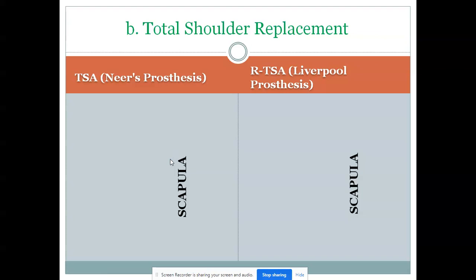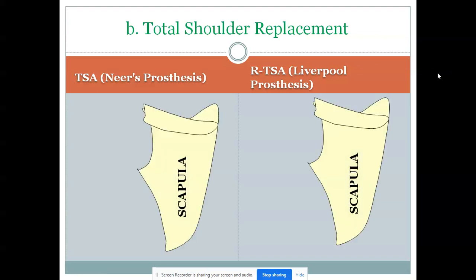Coming to types of TSA. Now, total shoulder replacement, both the articulating surfaces are replaced. That is your scapula as well as your humeral head. Let's look at what the types are. First one is TSA, that is total shoulder replacement, given by Neer, also known as Neer's prosthesis. There's one more type known as reverse TSA, that is reverse total shoulder arthroplasty, given by Liverpool, hence the name Liverpool prosthesis. Let's look at how the operation looks in the image.